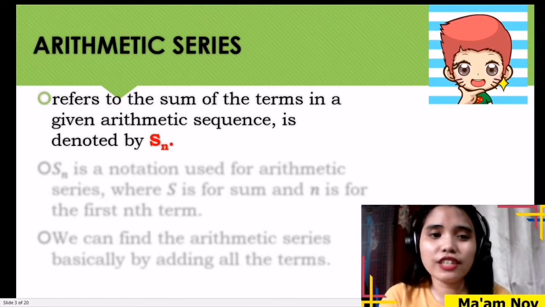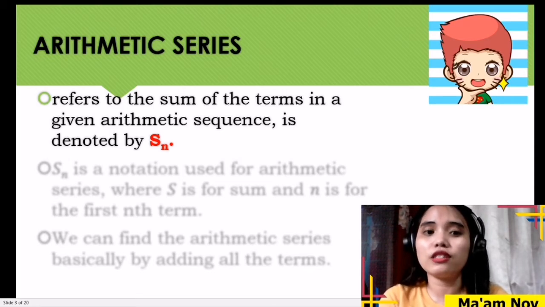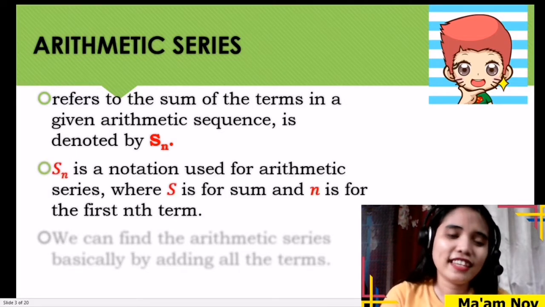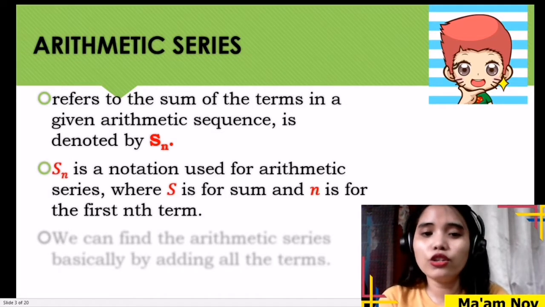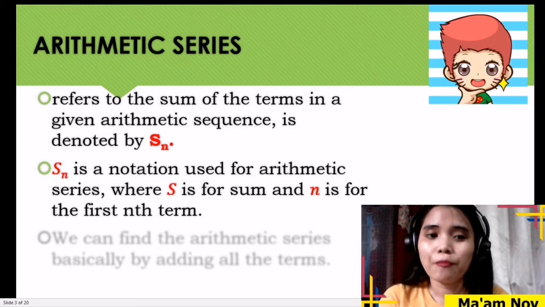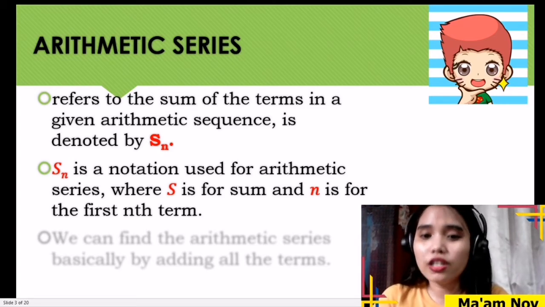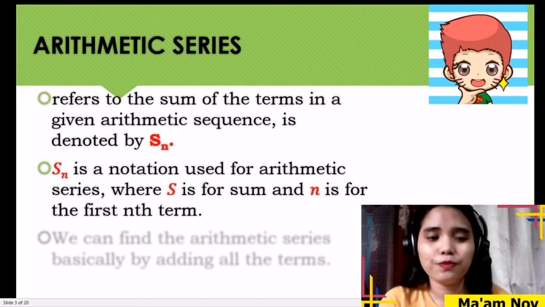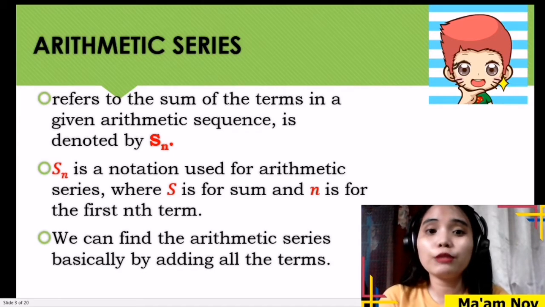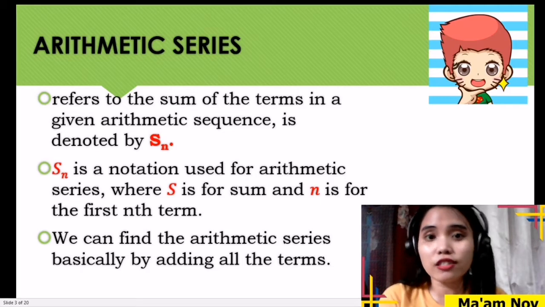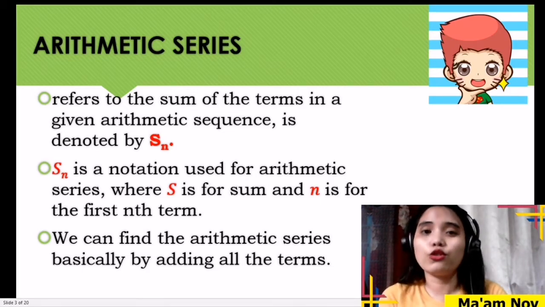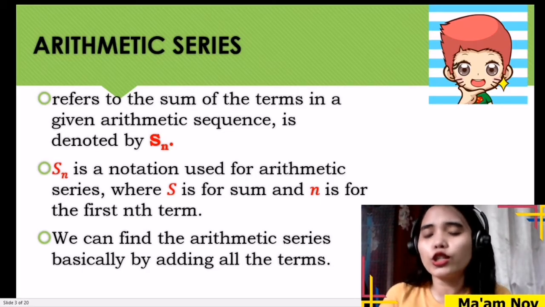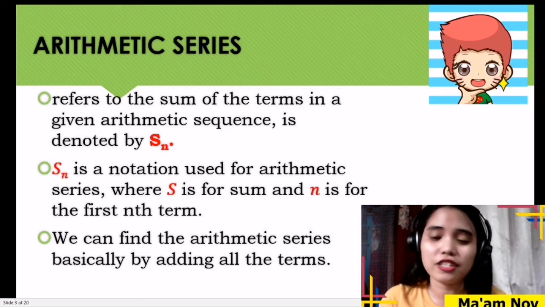So, arithmetic series refers to the sum of the terms in a given arithmetic sequence, and it is denoted by S sub n. S sub n is a notation used for arithmetic series, where S is for the sum and n is for the first nth terms. We can find the arithmetic series basically by just adding all the terms. So very easy now, we will just add all the terms and we can get the arithmetic series.